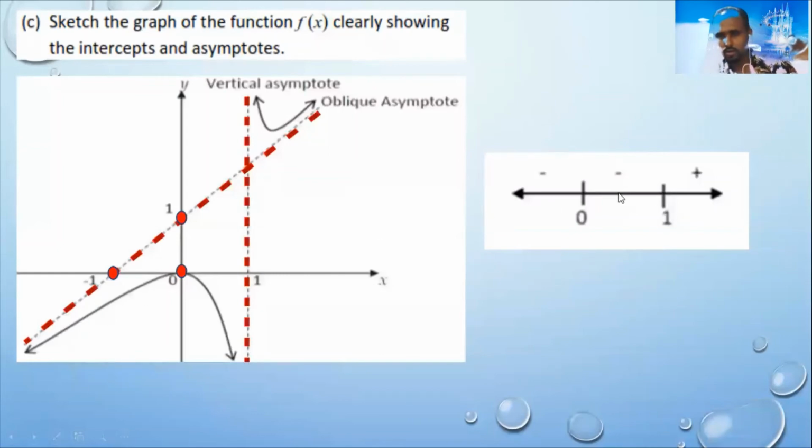Okay? For example, if you're putting 0, and if you're putting half, right? Sorry, when you put the half, you get a negative answer. If you put 2, you'll get a positive answer. When you put more than 1, 2, 3, or 4, you're getting a positive answer. That means the graph will be up here. That's why the graph is up here. You don't draw the graph here. Right? It will always be opposite the other graph.